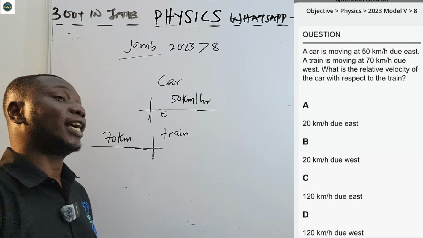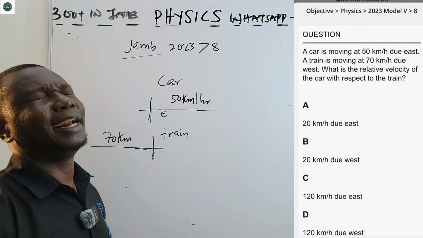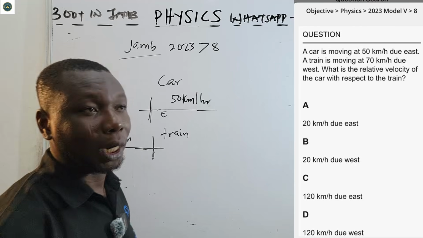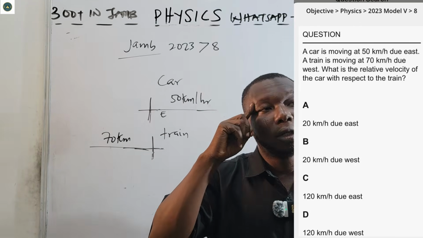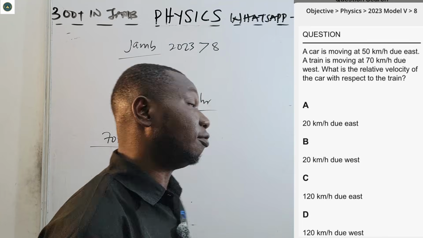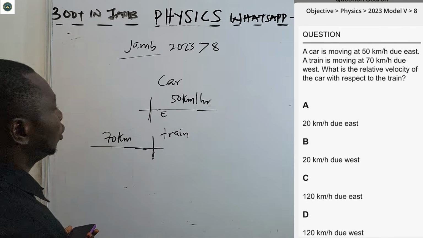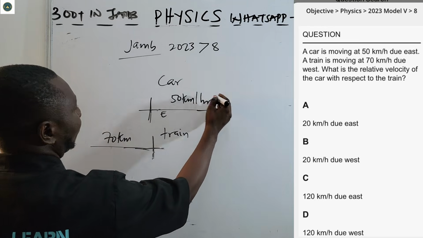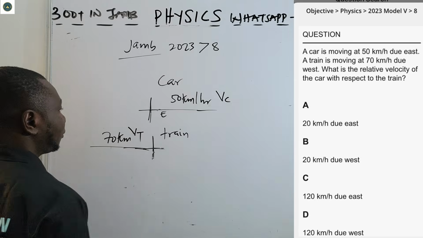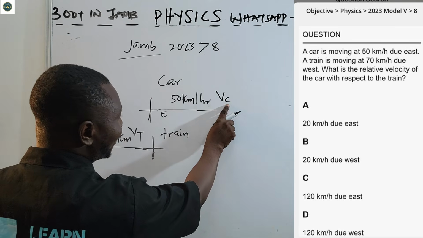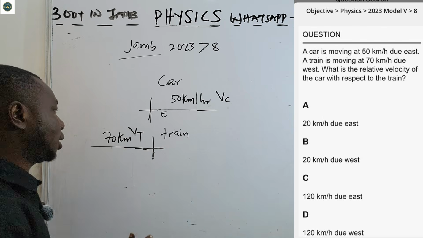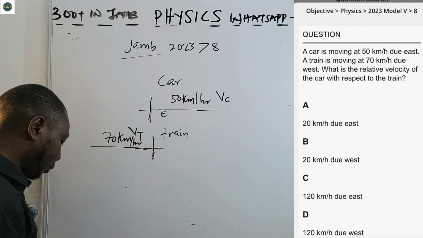Now, mind you, relative velocity occurs between two bodies, not a single body. We can have a random motion on a single body. We can have an oscillatory motion on a single body. But when it comes to relative motion, it's on two bodies. So let's say this is the VC and the VT. VC is the velocity of the car and VT is the velocity of the train.